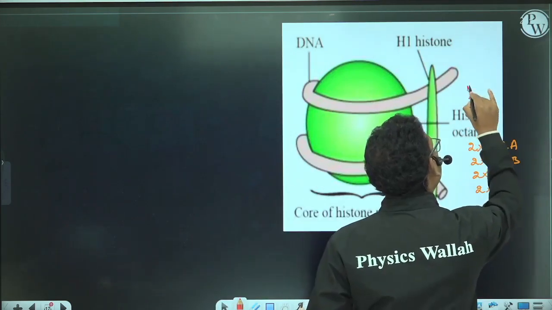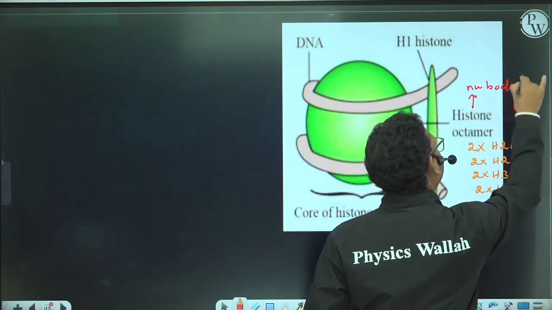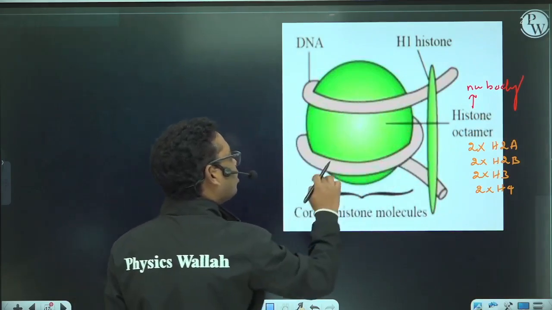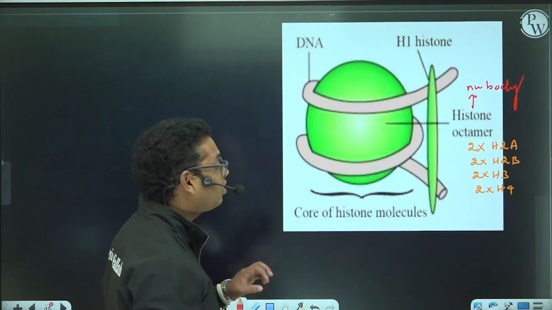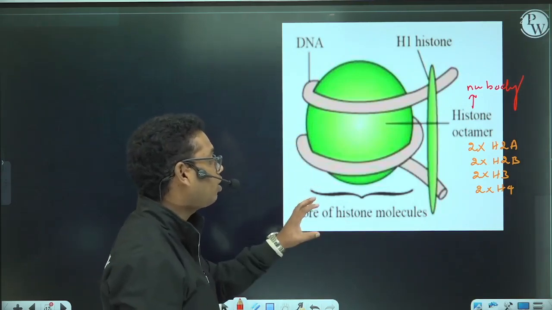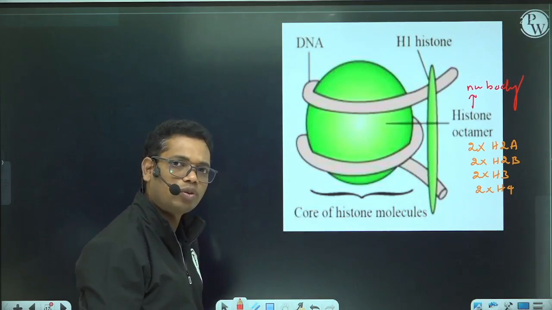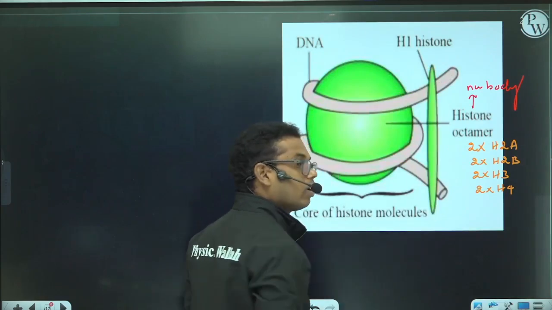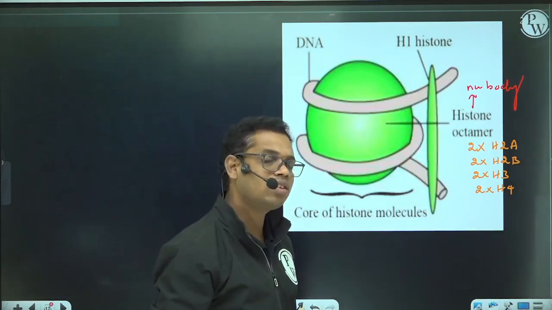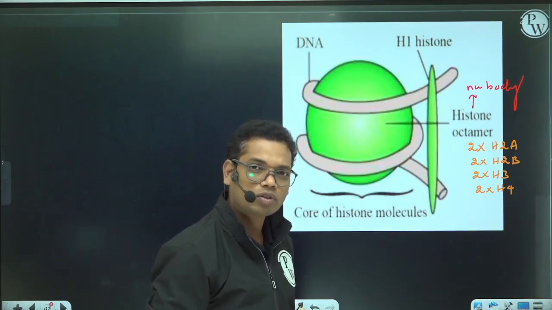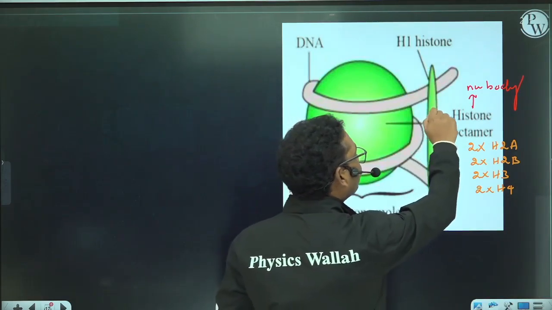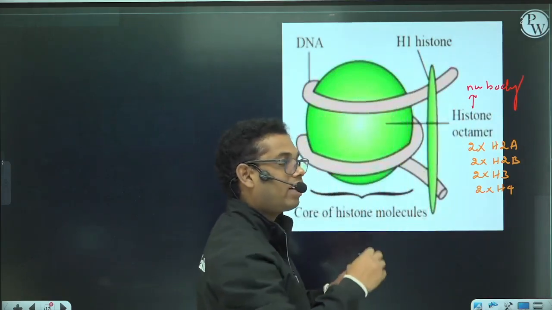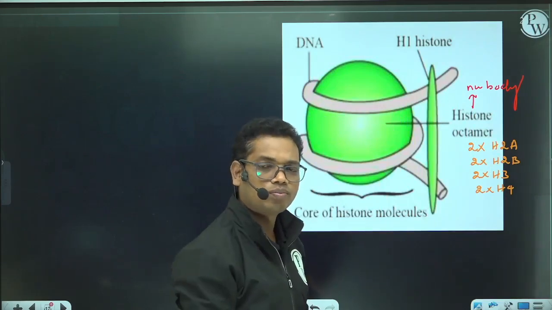This core histone octamer is called the histone octamer or core. Around it, the DNA is wrapped. The DNA plus core histone octamer is called the nucleosome. To this nucleosome, the linker histone is present, and the exact function of this linker histone is still not known. If you remove the linker histone, the DNA will not remain attached with the core histone.